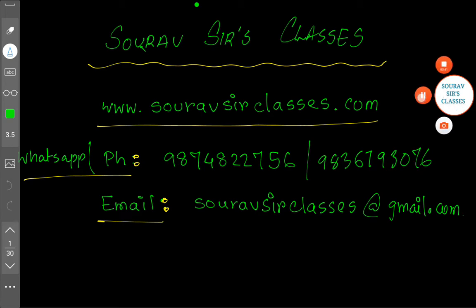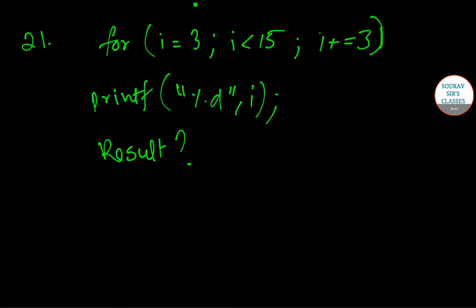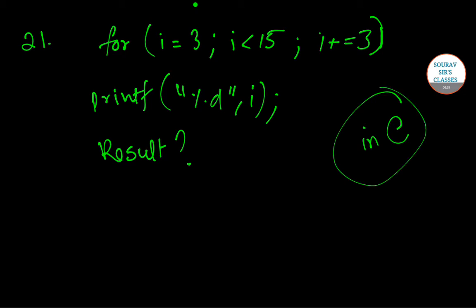So today we will be solving some BCA questions. So let's move on. We have question number 21 in hand, and this is a code snippet in C language. We have for I equals 3 to I less than 15 and I plus equals 3, which means I increases by 3 after each iteration. Then we have a printf statement, printf %d comma I, with a terminating semicolon, and we need to find the result of this code snippet.